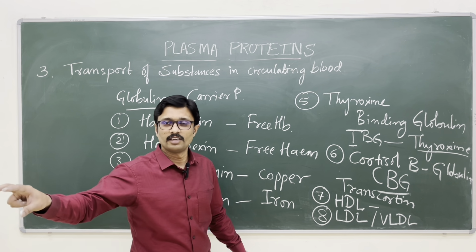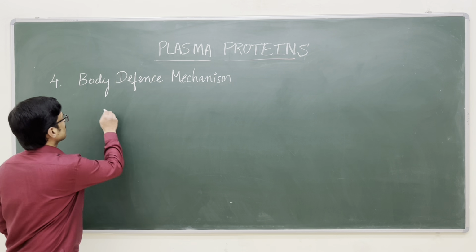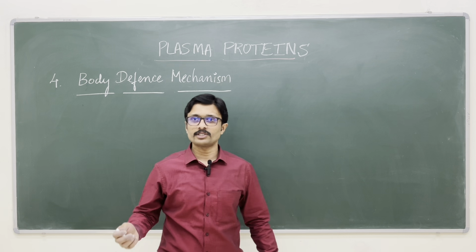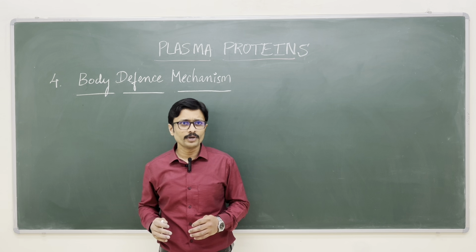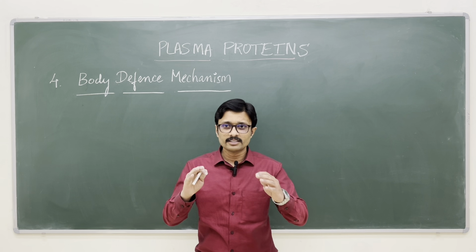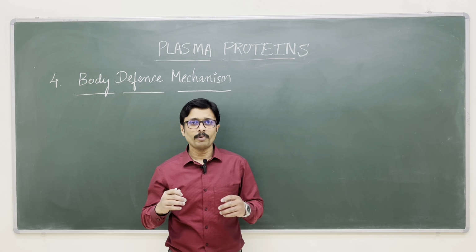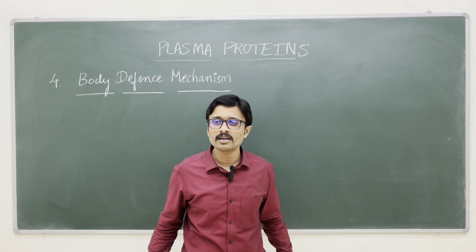Next function of plasma protein is the role of plasma proteins in body defense mechanism. So whenever a disease causing microorganism enters our body, what is the role of plasma protein in eliminating this disease causing microorganism? Consider a bacteria has entered our body, how plasma protein will kill that bacteria. Is there any plasma protein killing the bacteria?